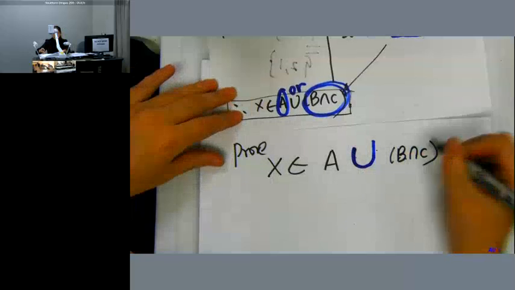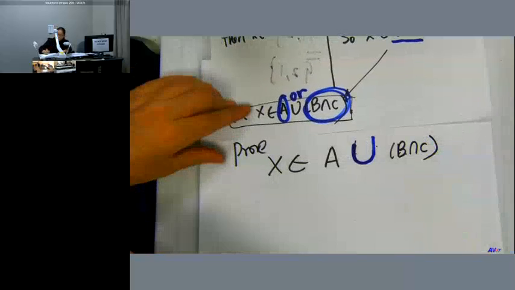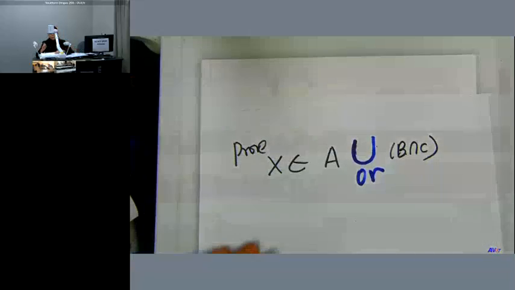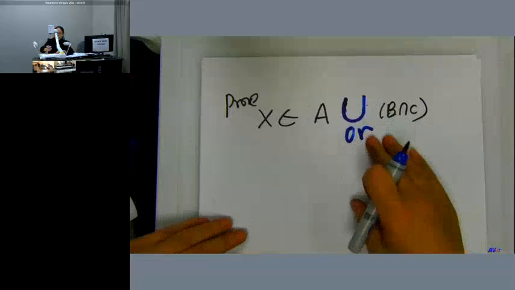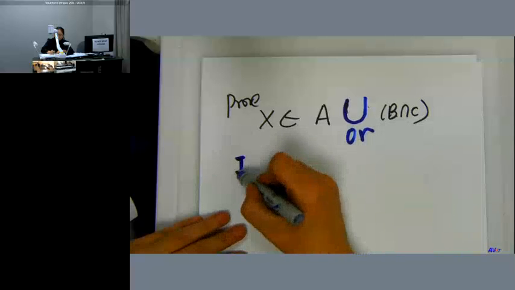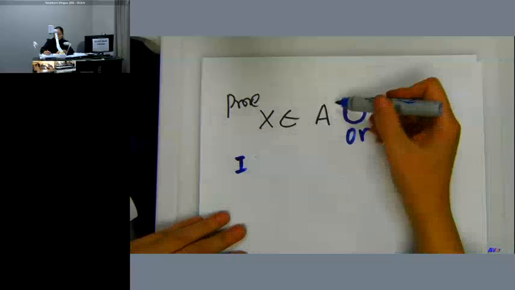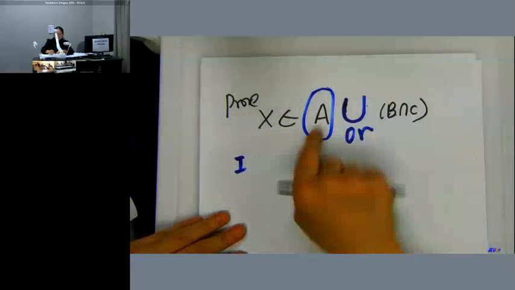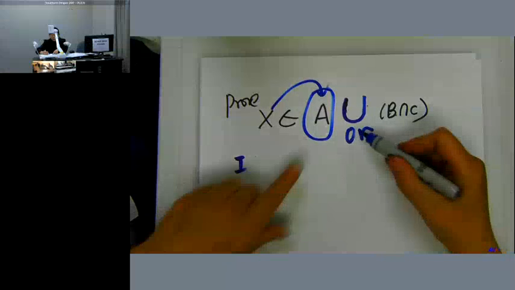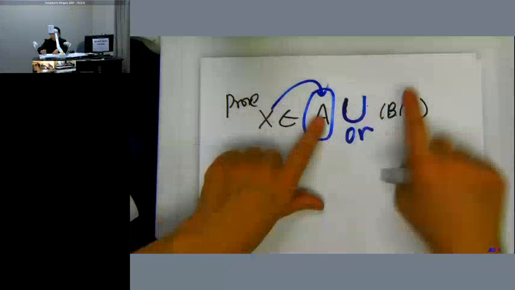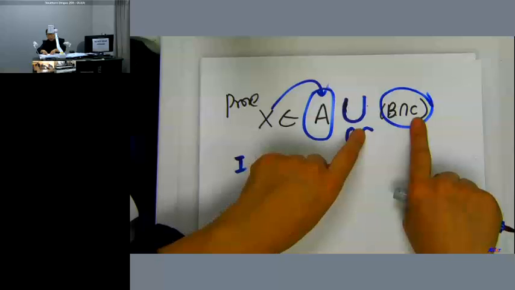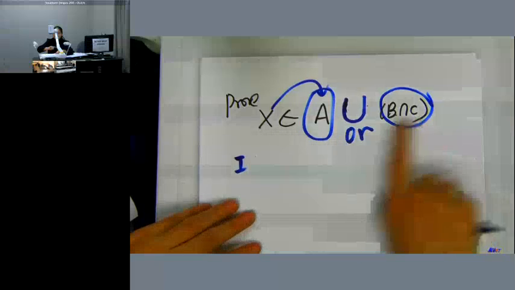B intersection with C. And again, this U symbol union means or. Okay, so think about the definition of union. What does union mean? How do you show an element is in a union? This means there are two cases. If you can show X is in A, then X has to be in the union. The definition of union says if X is in one of these, if it's this one or that one, X is going to be in the union. That's the definition.